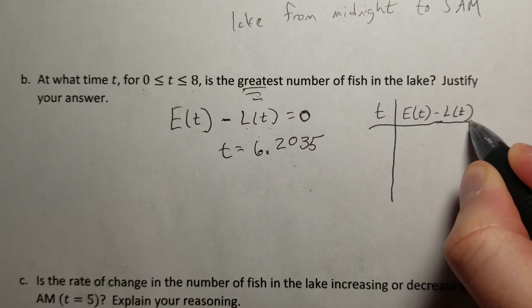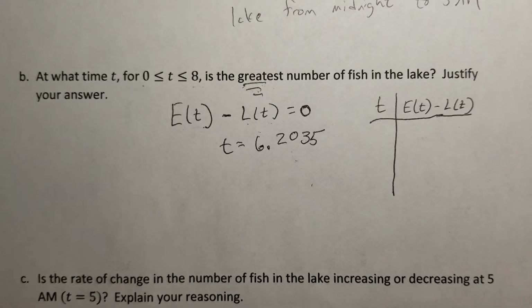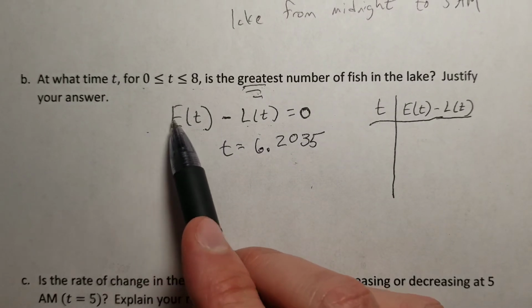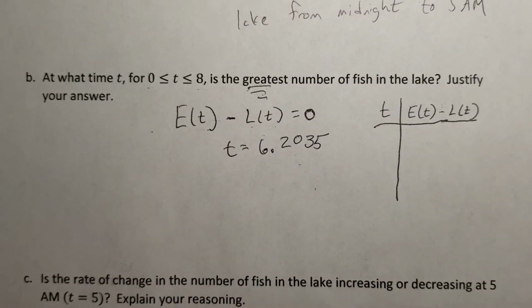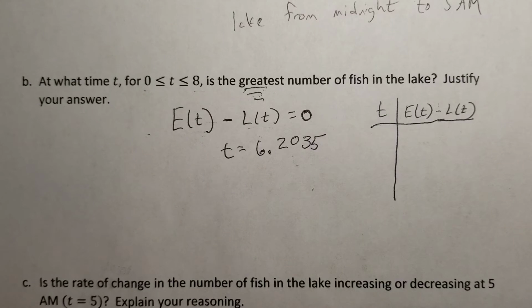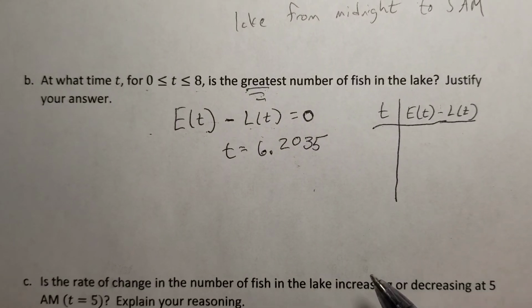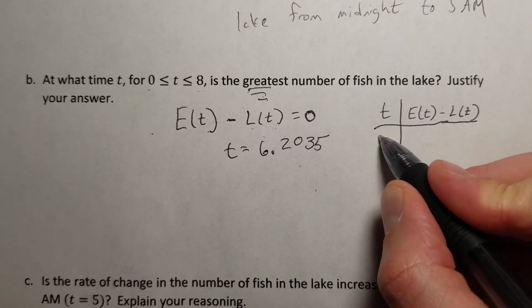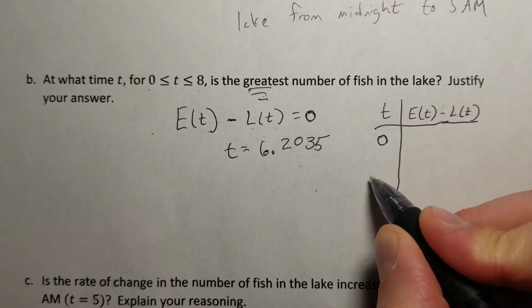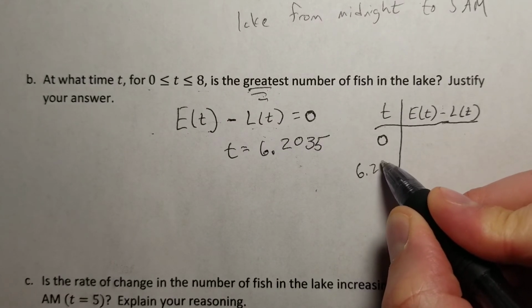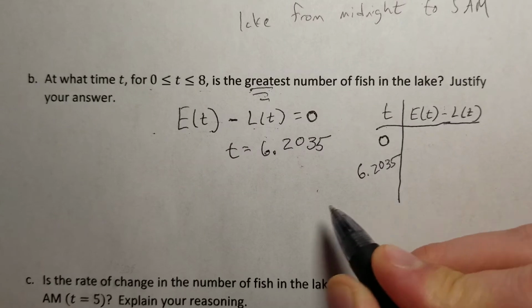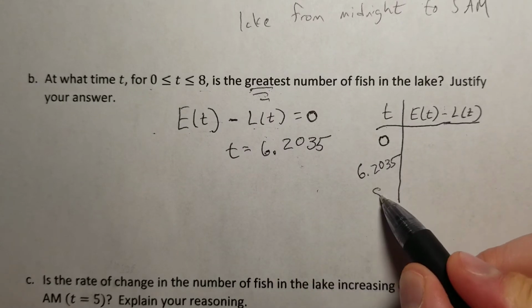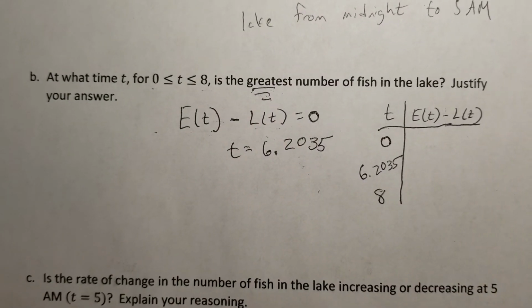Now, some people will make up a function and say, I don't know, like A of t or B of t will equal this, and they'll do that. I think it's just fine to put E of t minus L of t over here as our output. The inputs that we're going to take a look at here are 0, 6.2035, and then 8 is our other endpoint.